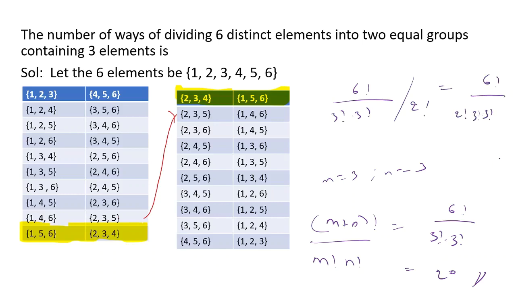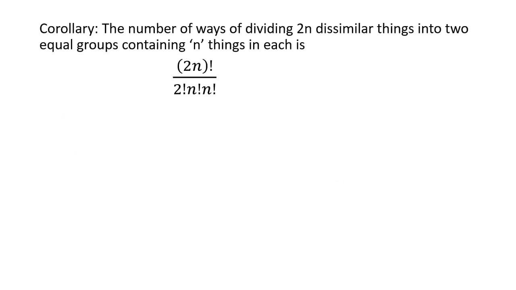So, in general, we have this result. We have 2n distinct things, and the number of ways of dividing these 2n distinct things into 2 groups containing n things each is going to be 2n factorial upon n factorial times n factorial divided by 2 factorial, or 2n factorial upon 2 factorial times n factorial times n factorial.